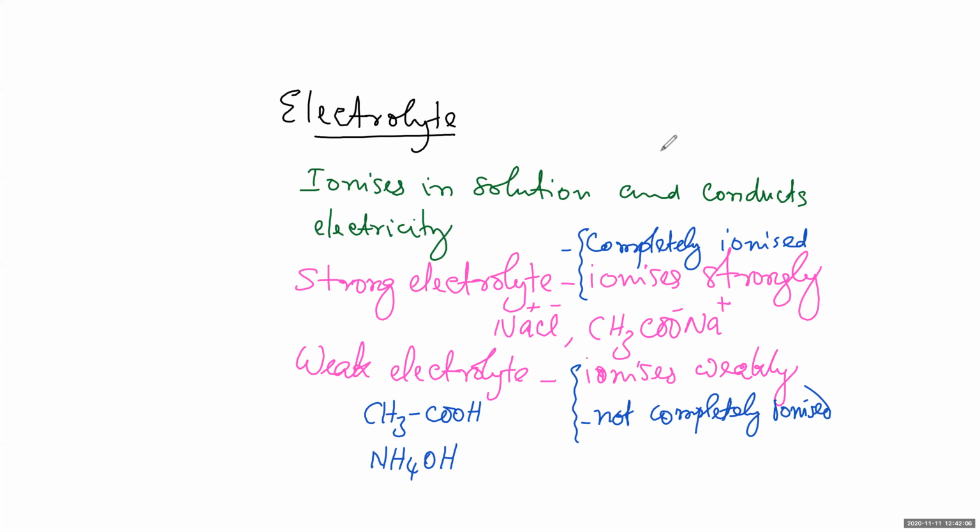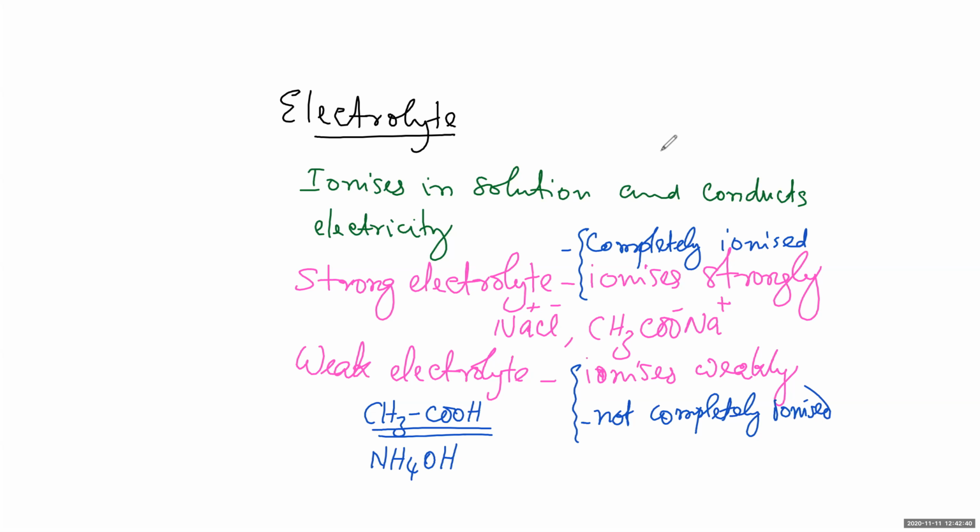So we can classify electrolytes into strong electrolytes and weak electrolytes. These are not required for the first year, but we need this for the second year. So think of a weak electrolyte, for example, weak acid. Acetic acid is a weak acid. The ionization is very poor. Very low ionization. So a weak acid is a weak electrolyte.